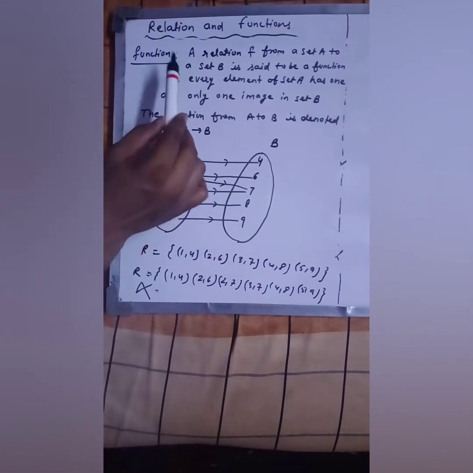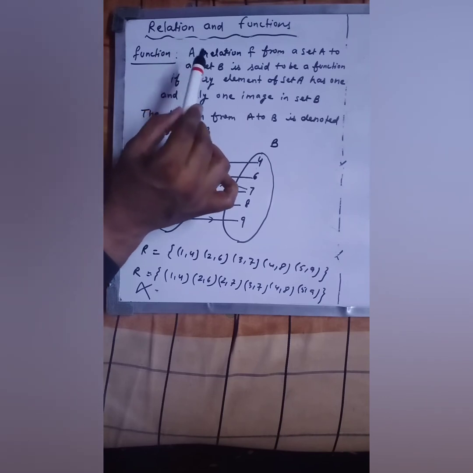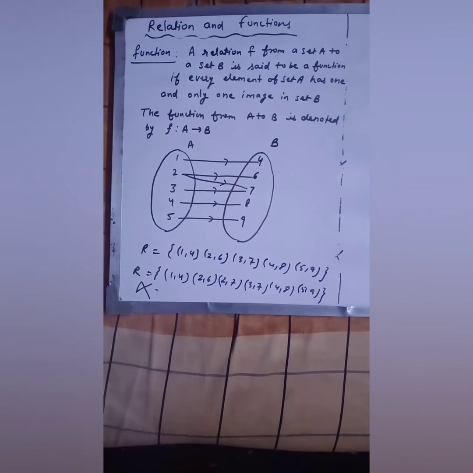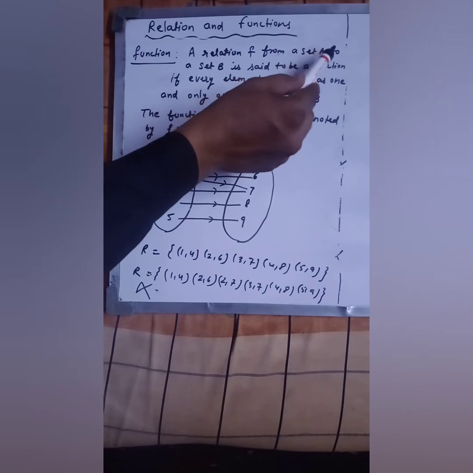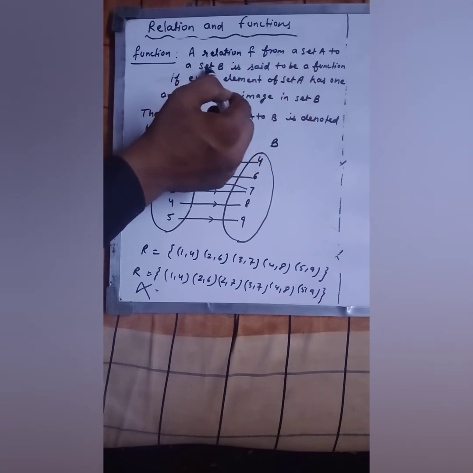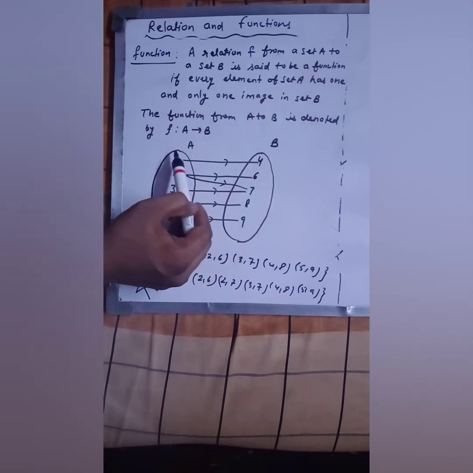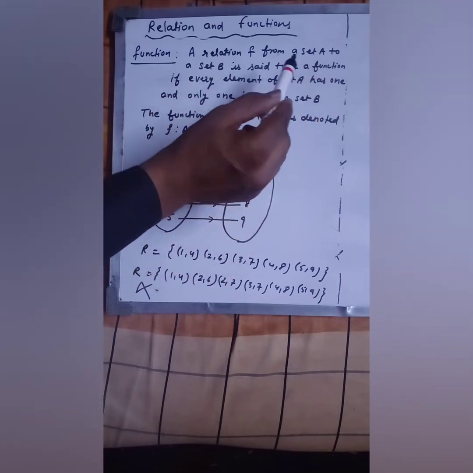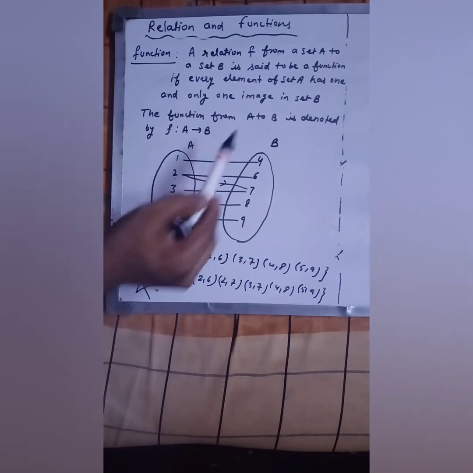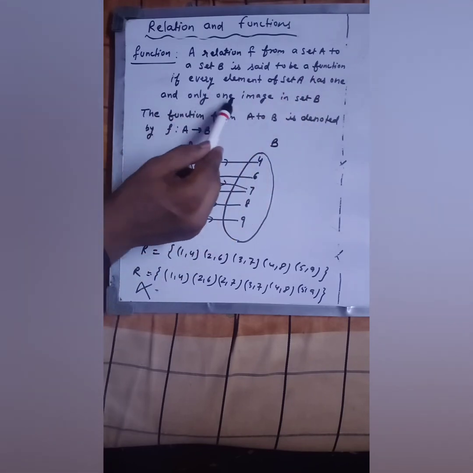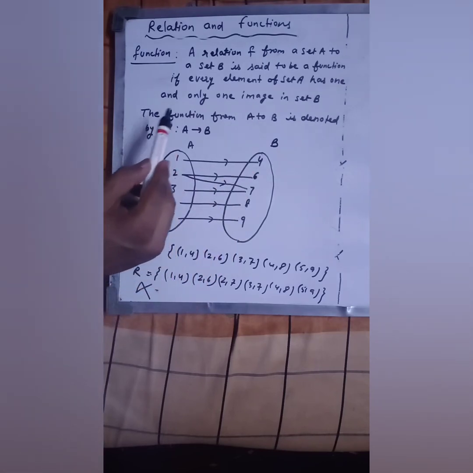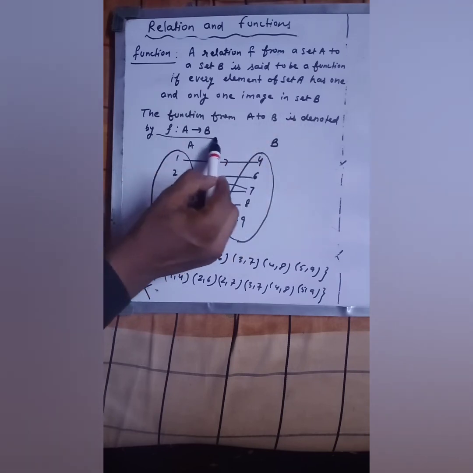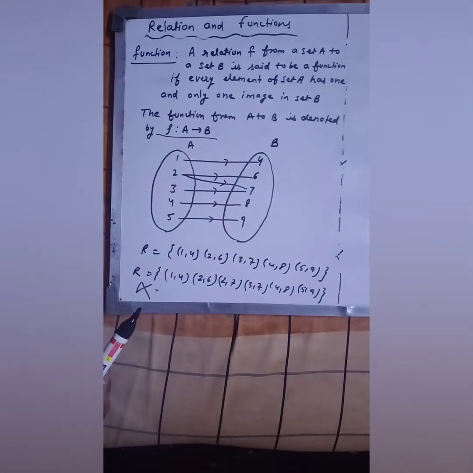Now I'm going to read the definition. A relation f from set A to set B is said to be a function if every element of set A has one and only one image in set B. Got it? The function from A to B is denoted by this symbol. This is how we can denote a function.